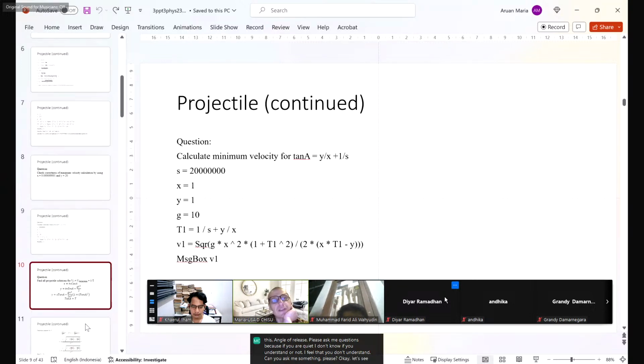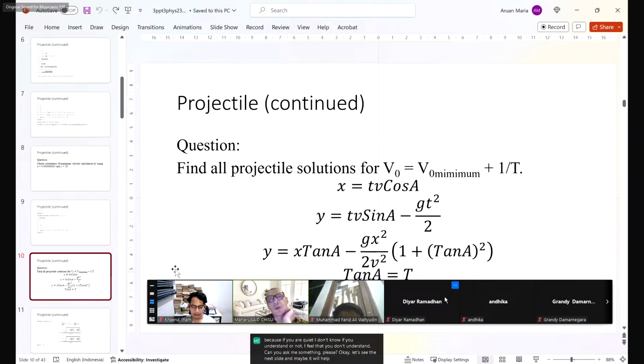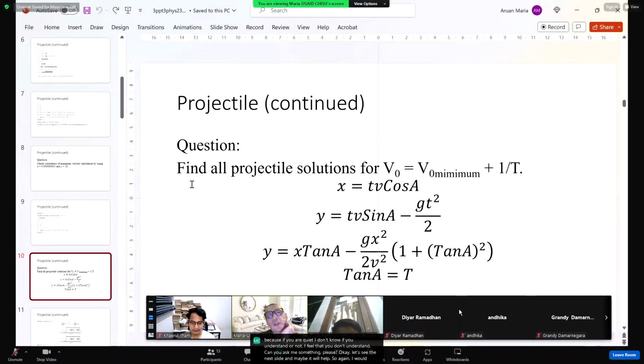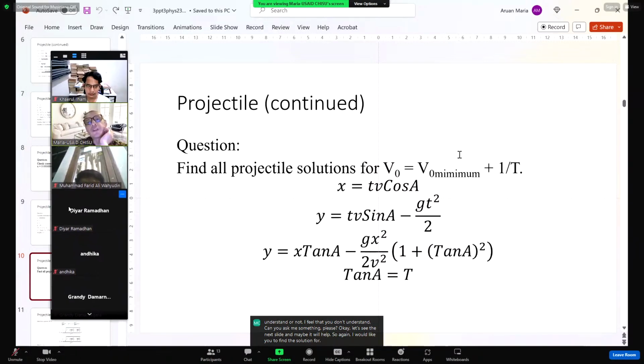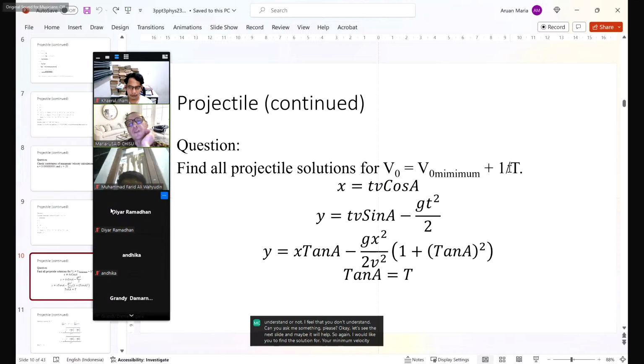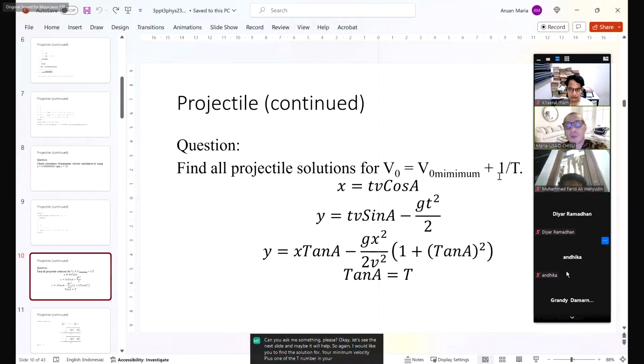Okay, let's see the next slide and maybe it will help. So again, I would like you to find the solution for your minimum velocity plus 1 over t number. In your case, it will be maybe 1 over 20 or 1 over 15 or something like that. In other words, your minimum velocity plus something positive. So as you can see, you will have your initial velocity greater than minimum velocity. So I ask you to do that.